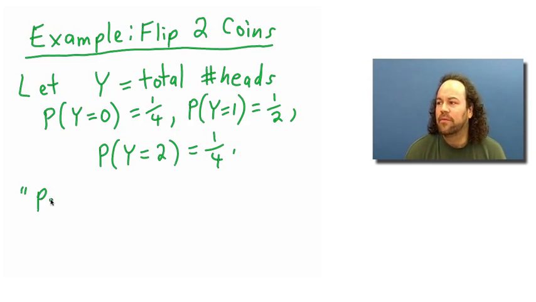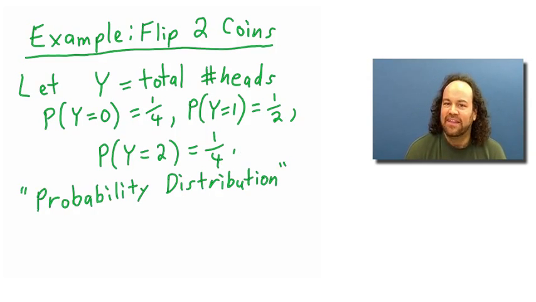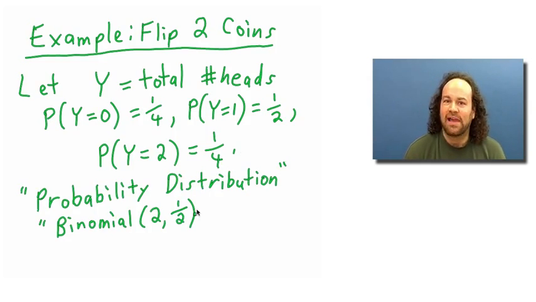This is called a probability distribution. And in this case, it's called the binomial 2, 0.5 distribution. So this is a particular name that we give to the distribution. It means we did 2 experiments. In this case, we flipped the coin twice. And the probability of success or a head each time was equal to 1/2.